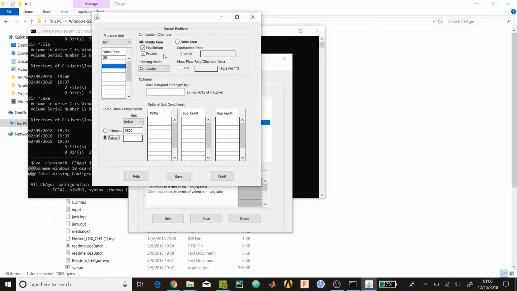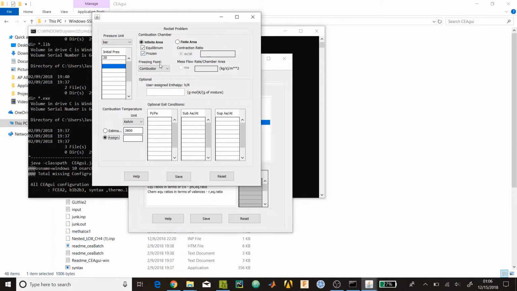Equilibrium and frozen, those two don't really mean the same thing. Essentially, when you're modeling combustion on a simpler scale, equilibrium just means that you're assuming that the combustion process happens so fast that it completely combusts inside the combustion chamber, so then you can take all those products and use the properties of those products to model your combustion throughout the nozzle. Frozen is the exact opposite.